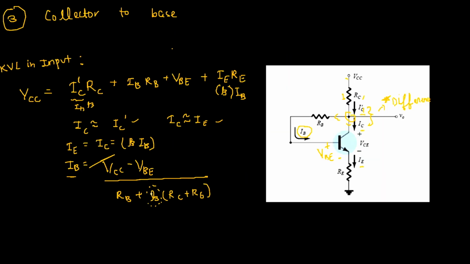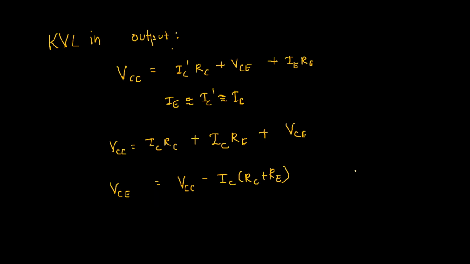So now applying KVL on the output side, we get VCC is equal to IC dash into RC plus VCE plus IE into RE, right? We have already made this assumption that IC dash, IE and IC are almost the same. So we can replace IC dash and IE with IC. Because of this, we get a very simple expression for the collector emitter voltage, which is VCC minus IC into RC plus RE.